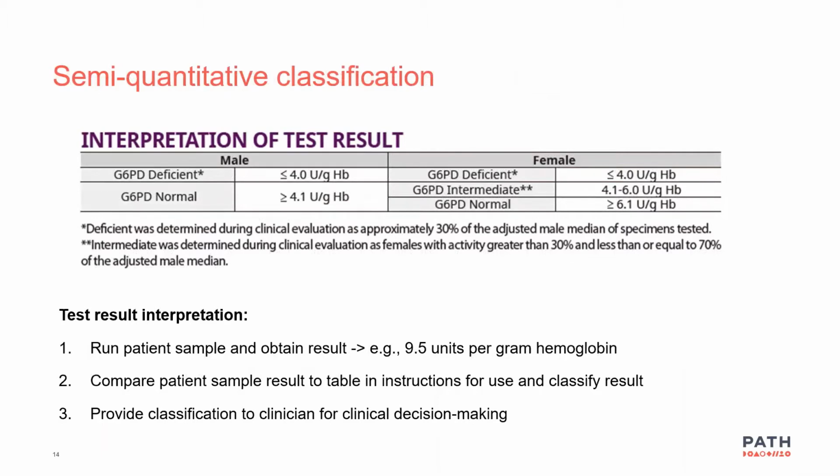And so in this label, SD Biosensor has provided the thresholds to apply when determining the classification of patient samples according to this test. So rather than having to establish your own ranges or relying on a test line, you would run the test, get a result, and then compare it against the numbers contained within these tables. And the numbers here were generated and validated through clinical evaluations, and they represent 30 and 70% of the adjusted male median.